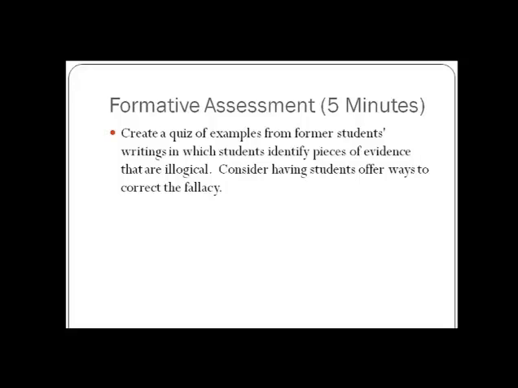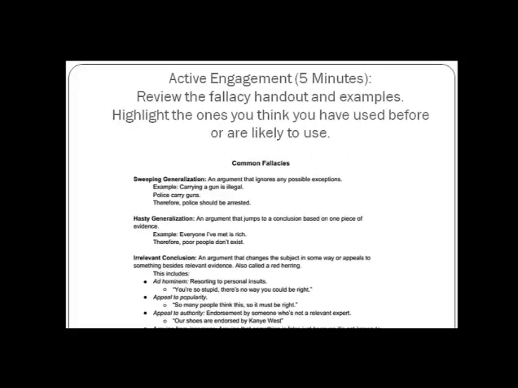Finally, create a quiz of examples and have students identify the pieces of evidence that are illogical. Depending on how far you want to take this lesson, you may want students not to simply identify the illogical arguments, but to also correct them or suggest ways in which that information could be corrected. In all, this lesson will take roughly 20 to 30 minutes, depending on how much time you spend on the active engagement section. This is how you might encourage students to avoid fallacies in their writing.